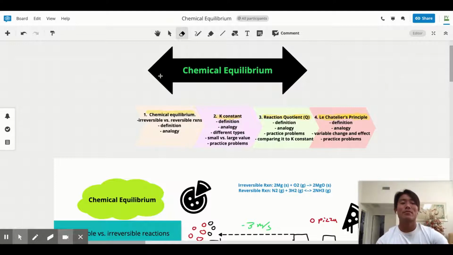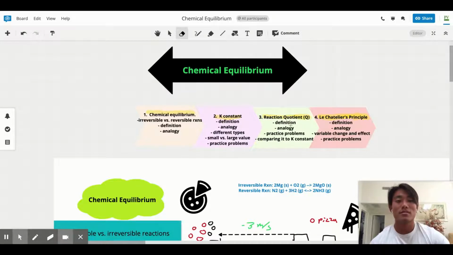Today's topic is going to be on chemical equilibrium. I'm going to break down this topic into 4 different sections. The first video is going to be on the actual meaning of chemical equilibrium. The second video is going to be on this term called the K constant and how that influences the chemical equilibrium. The third topic is going to be on the reaction quotient, which is a concept that goes hand in hand with the K constant. And last but not least, the fourth video will be on Le Chatelier's principle, which is a very fancy sounding name of one of my favorite topics to cover in general chemistry.